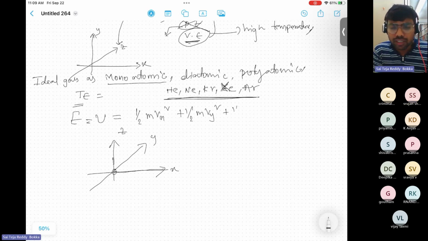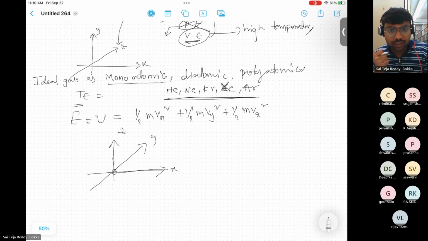There is one more thing now. While it is moving along any direction, either X, Y, or Z, is it spinning on its own axis? Does it spin? Does it make sense?